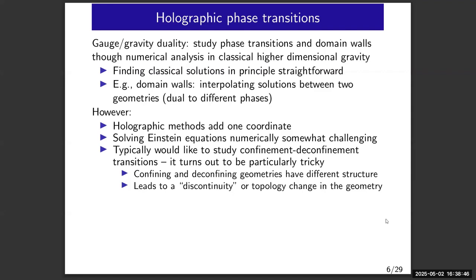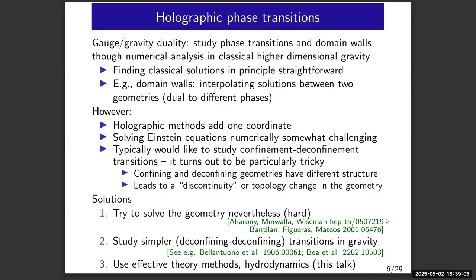Because these confining and deconfining geometries typically have a different structure. This is exactly the kind of example which I will show you later. And this leads to a discontinuity, or sort of a topology change, in the geometry when you go from one geometry to the other. And dealing with this is tricky. But there are different solutions. So you can try to do this analysis in any case just directly in the gauge gravity duality without any approximations. There are already attempts in the literature, but it's very hard.